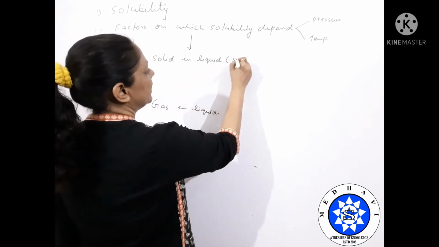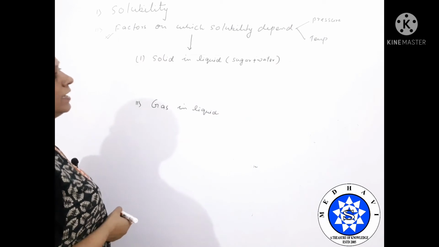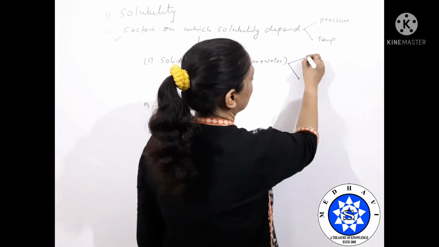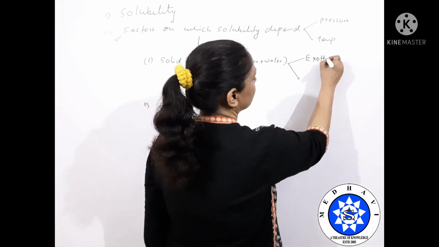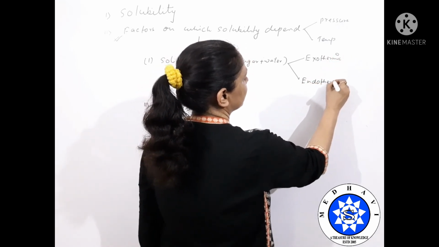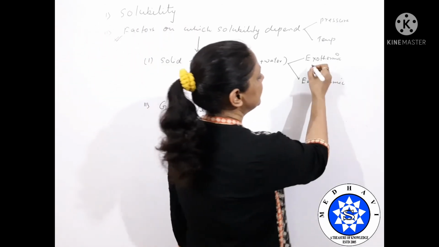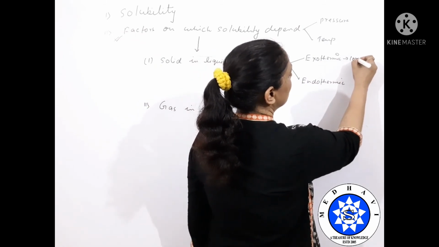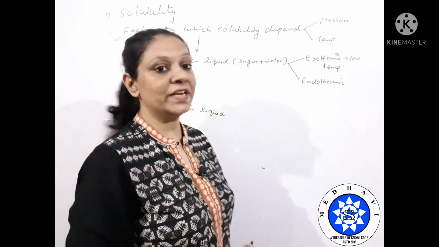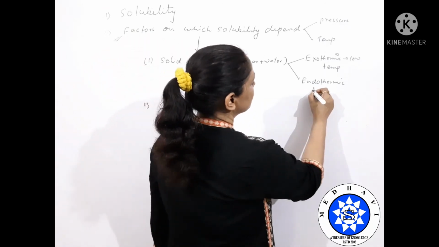Solid in liquid solution, you can take sugar plus water. So here again we have two types of solution. One is called exothermic and another is called endothermic. Exothermic solution is that type of solution in which heat is released, so here low temperature is favorable. Whereas endothermic reaction is that type of reaction in which heat is required. So here high temperature is favorable.